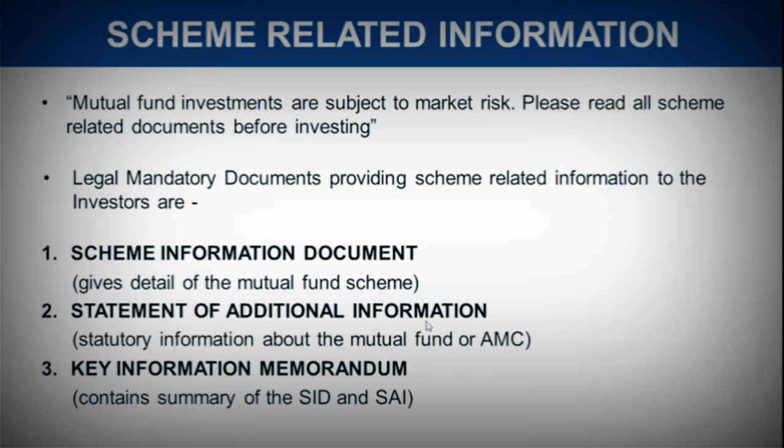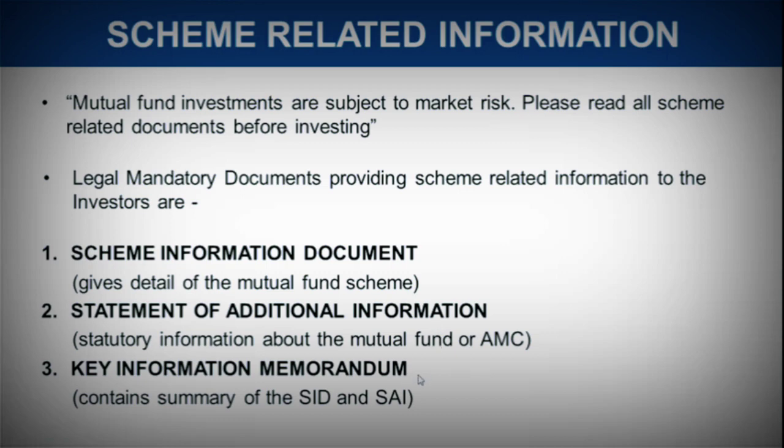Second is statement of additional information. So here you can get statutory information about the mutual fund or AMC. So in the first one, we are getting details about the mutual fund scheme. In the second document, we are basically focusing on this mutual fund or AMC. AMC, as I already mentioned in my previous videos, is asset management company. It is a mutual fund non-banking financial company from where the operations of day-to-day management are handled. So we can get all mandatory information related to AMC from statement of additional information.